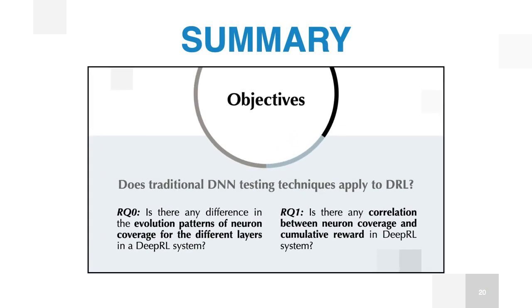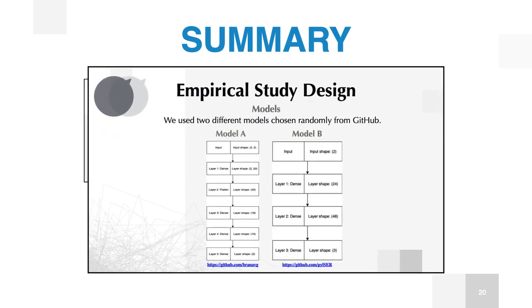Before closing the presentation, I would like to make a quick summary. As said before, our goal is to see if traditional DNN testing techniques apply to DRL, and we focus on neuron coverage. This is to present a first step towards testing of DRL systems. In this case, we try to answer two questions: the first one about evolution patterns of neuron coverage, and the second one about correlation between neuron coverage and cumulative reward. To address these questions, we conducted an empirical study using a classic control problem, mountain car, and randomly selected two models from GitHub that solve it.